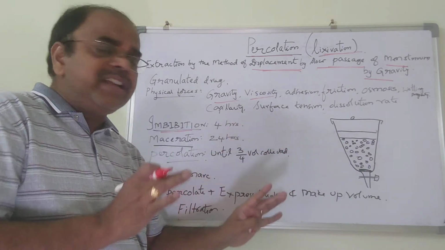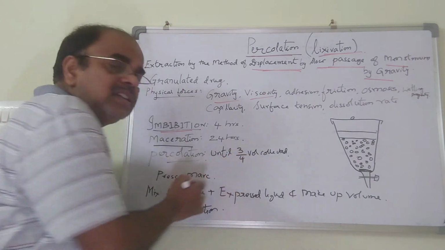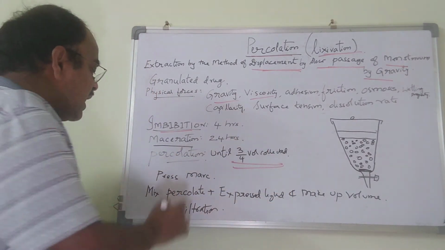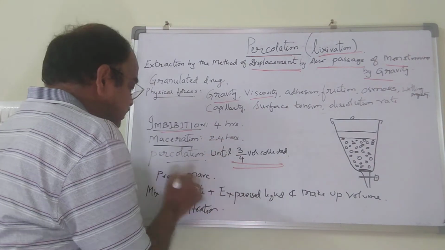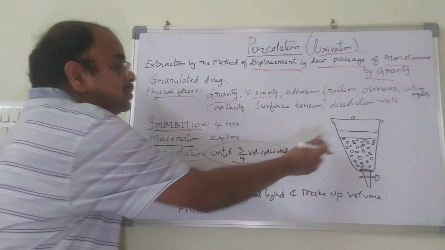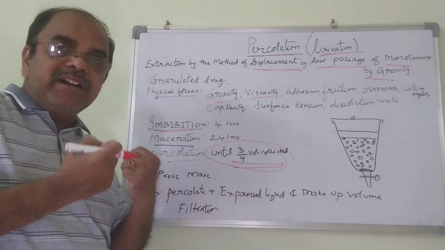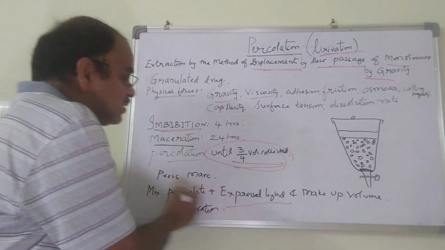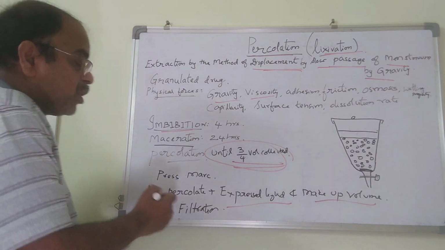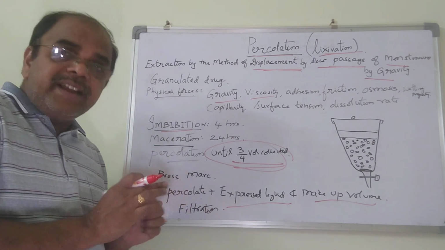Always, solvent must be there above the packed bed. Collect 3/4 of the volume of the final extract. After that, take the packed bed and compress it using a suitable device, and we get some liquid, the expressed liquid. You mix these two, make up the volume with the remaining amount of the solvent, that is menstruum, and proceed for filtration. This is the basic process for percolation. In detail, we'll see that now.